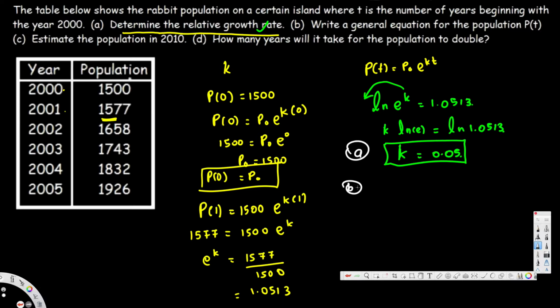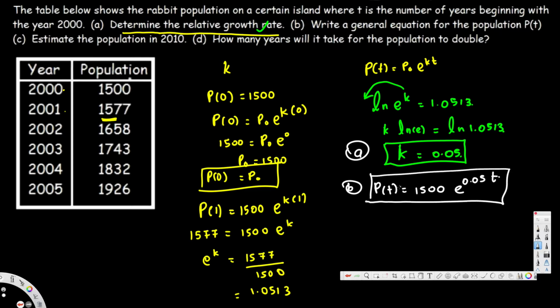The B part is the general equation, that is just P of t is equal to 1500, that's P naught, times e power 0.05t, since we know that k is 0.05. So this is the general equation for the population. We can calculate the population at any time if the time is given. Now the third part is estimate the population in 2010. We are starting from 2000, so 2010 means time is 10. So C part, P of 10.